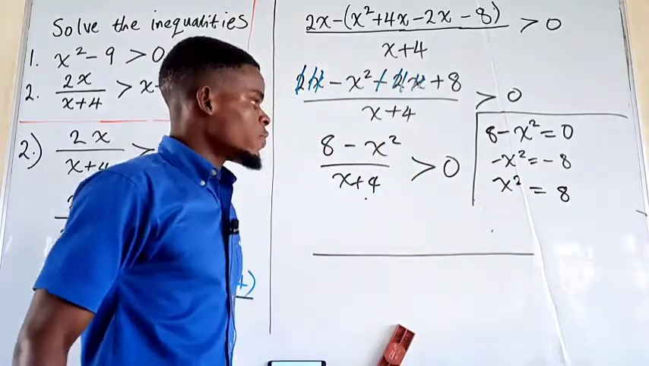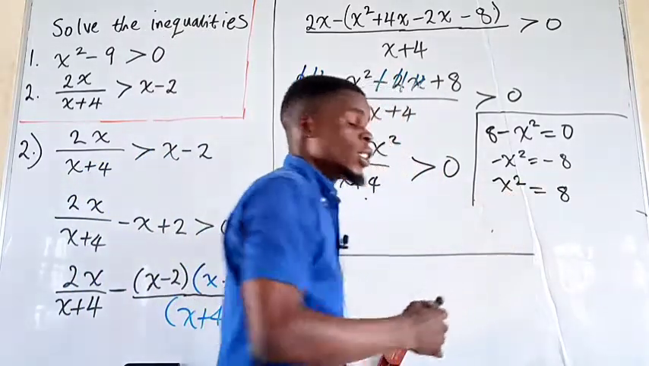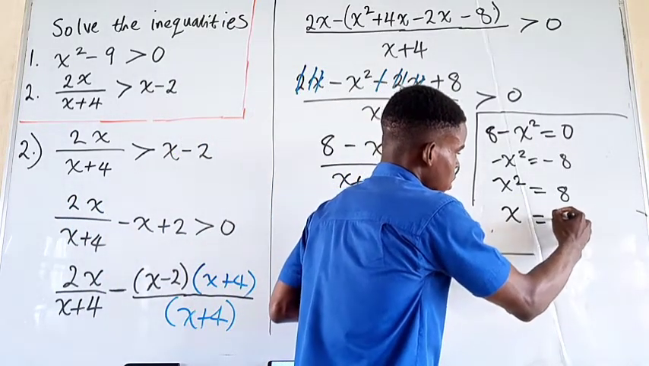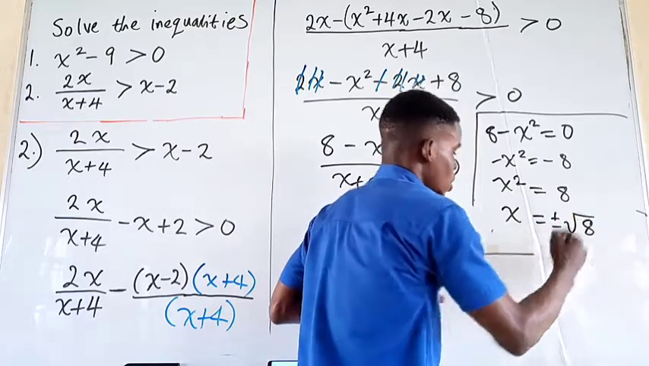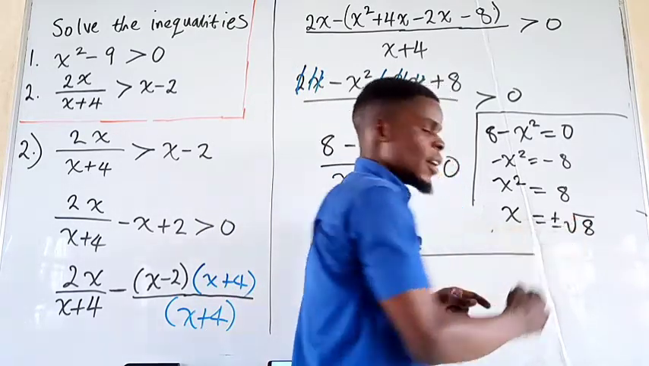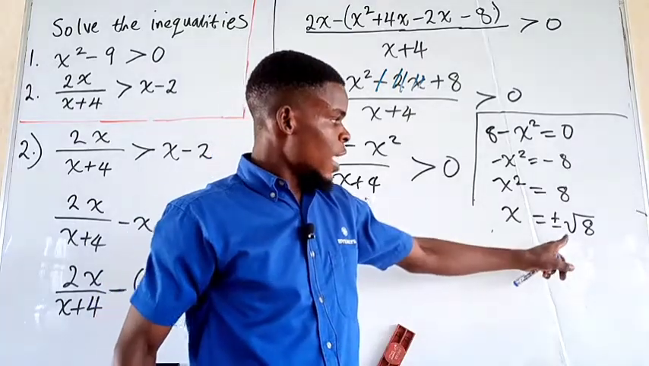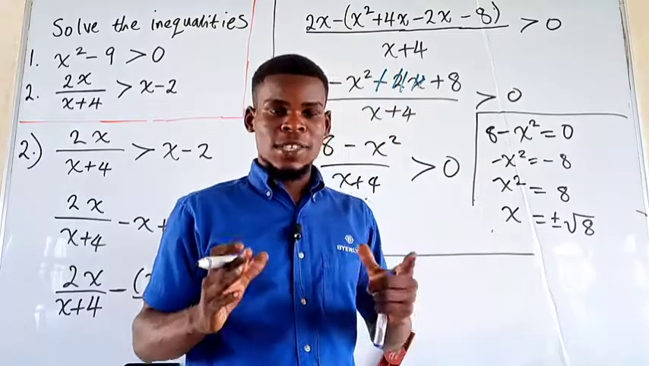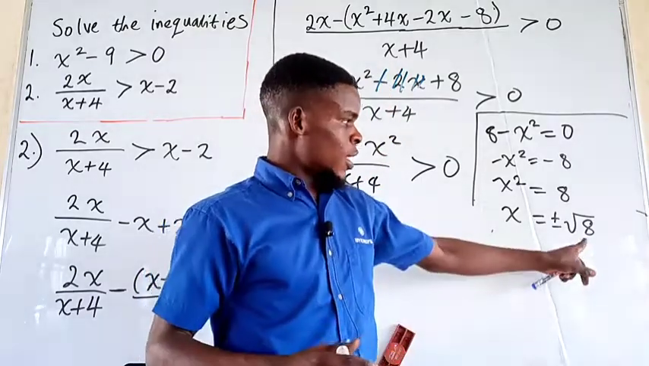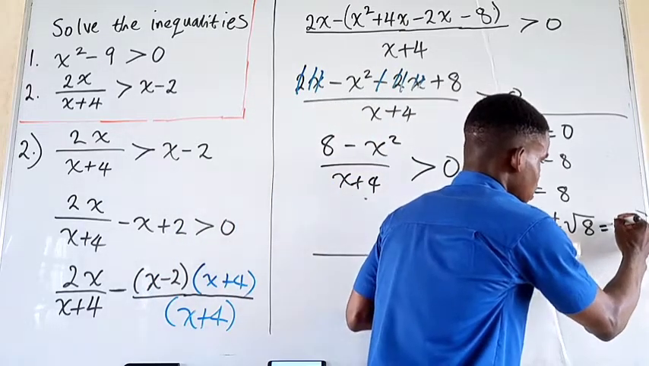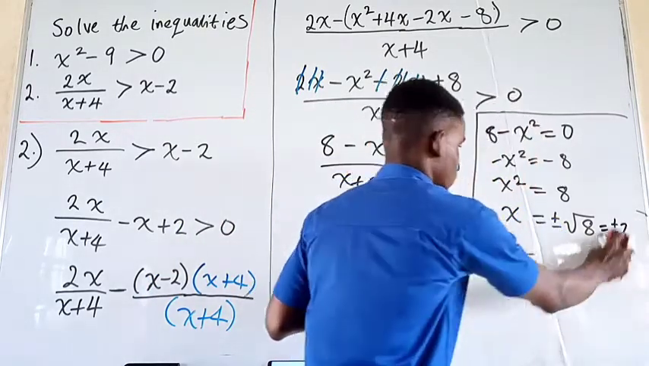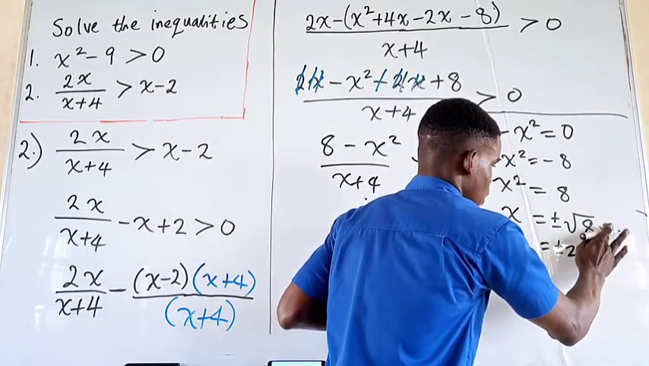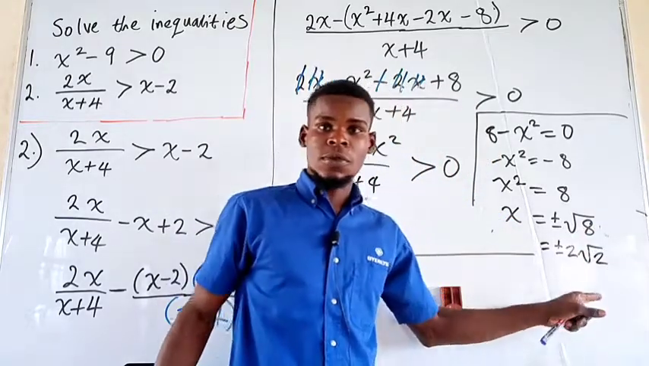The next thing we'll do here is to go ahead and take the square root of both sides. So we square root both sides, we have that x should be positive and negative square root of 8. So we know that when we have the square root of 8, we can reduce this to an irrational number. This can be written as positive and negative 2 root 2. That is, the square root of 8 is the same thing as 2 root 2.